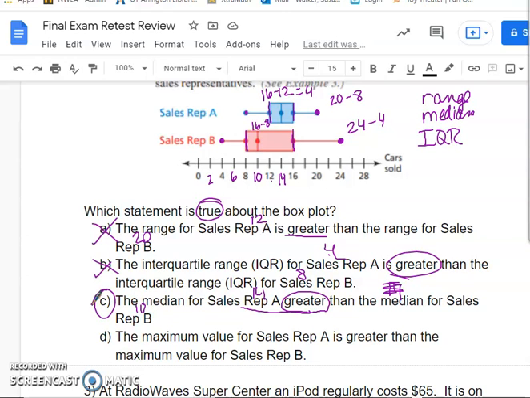The maximum value for sales rep A is greater than the maximum value for sales rep B. Okay, so the maximum value for sales rep A is greater, so the maximum value is the biggest value for A. My biggest value is 20. Greater than the maximum value for sales rep B. That one is 24. 20 is greater than 24.